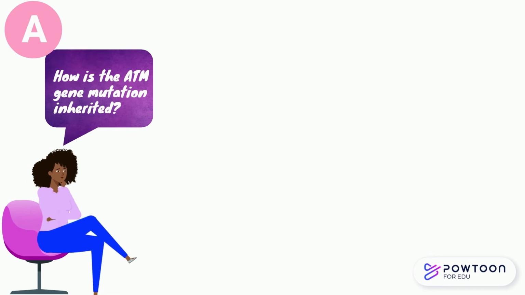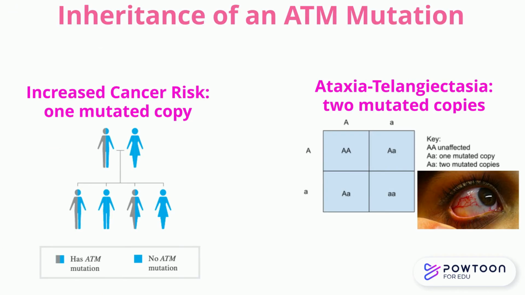That leads us into Michelle's last question for this category. How is the ATM gene mutation inherited? Let's answer that for her. Everyone has 2 copies of the ATM gene, which are randomly inherited from each of your parents. If only 1 copy of the ATM gene is mutated, then your chances to develop cancer increase. There is a 50% random chance to pass on an ATM mutation to your children.